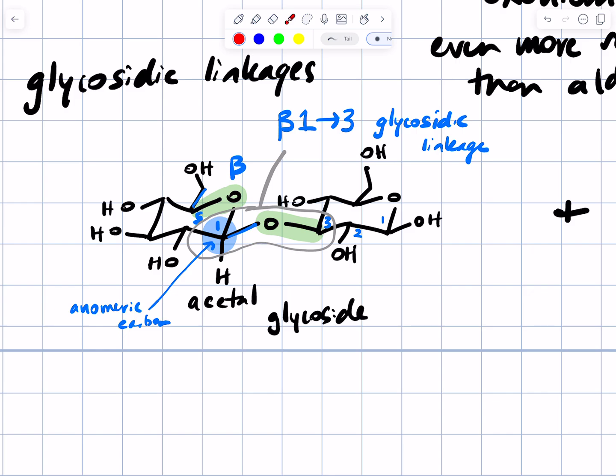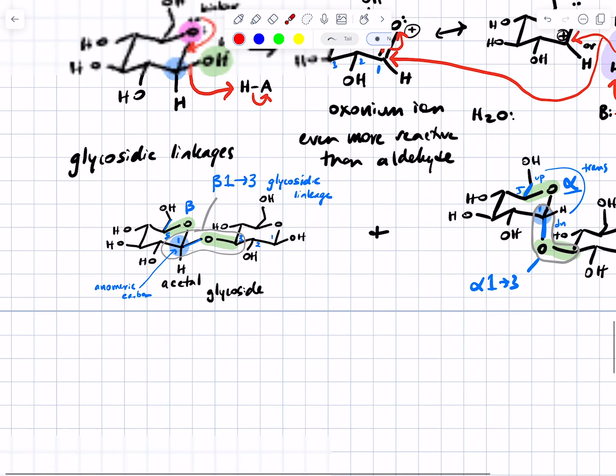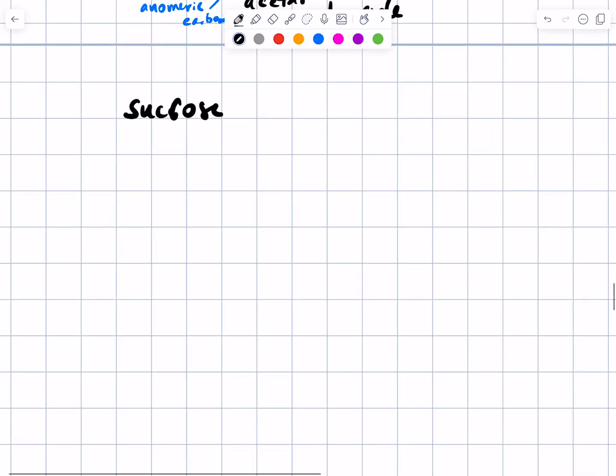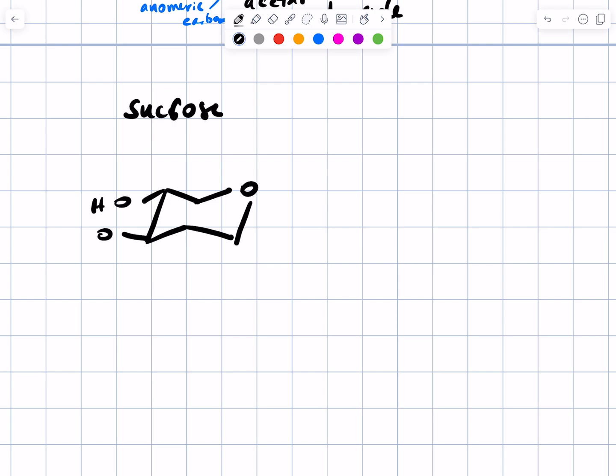So I should show you the structure of table sugar. Table sugar is a disaccharide. It's called sucrose. And sucrose involves one glucose molecule. And the configuration of C1 is alpha.